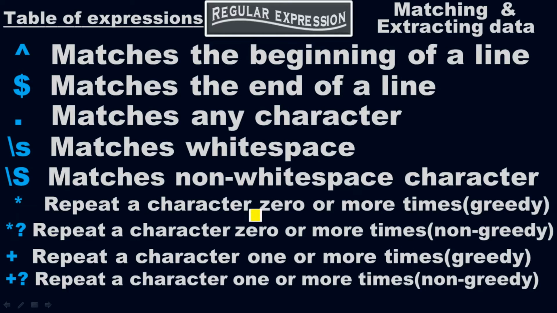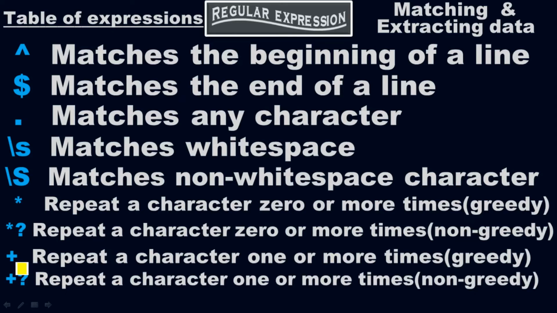Multiplication, repeat a character 0 or more times. Repeat a character 0 times means that it may not repeat, but it may repeat more times. It is actually greedy. Don't worry, I'm going to show you practically in an example what we mean by greedy. But what about this? If we put the sign of interrogation, it may repeat more times or may not repeat, but it is non-greedy. I will show you practically in an example how it is non-greedy.